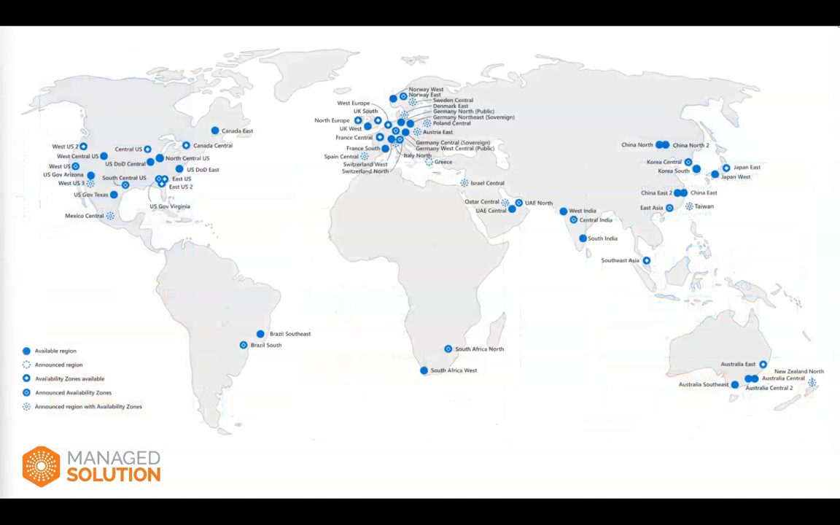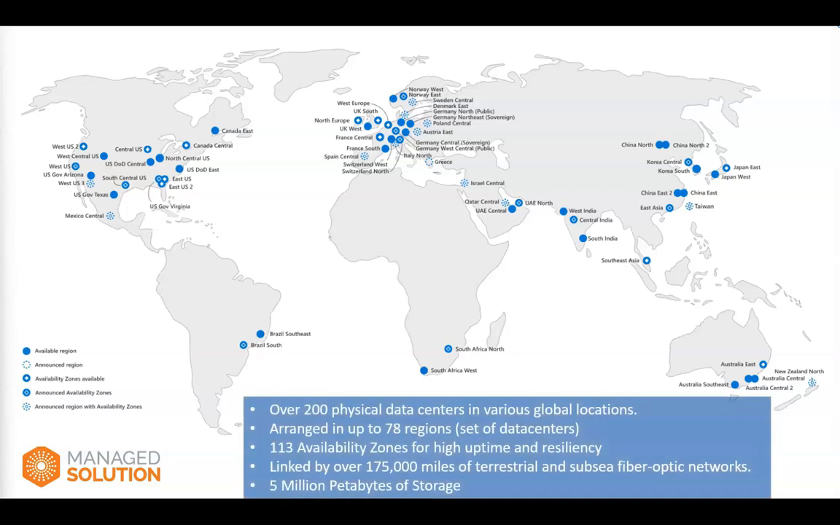Now, we also talked about where Azure servers live. And the answer to that is that they live all over the globe. There's 200 physical data centers in various locations, 78 regions, 113 availability zones and growing. All of this leads to high uptime and resiliency. And you can tell, these are all linked by 175,000 miles of terrestrial and subsea fiber optic networks. Really, if you look at that length, we talked about how it was the end to end of Saturn's rings, if you will. So that is a large distance.